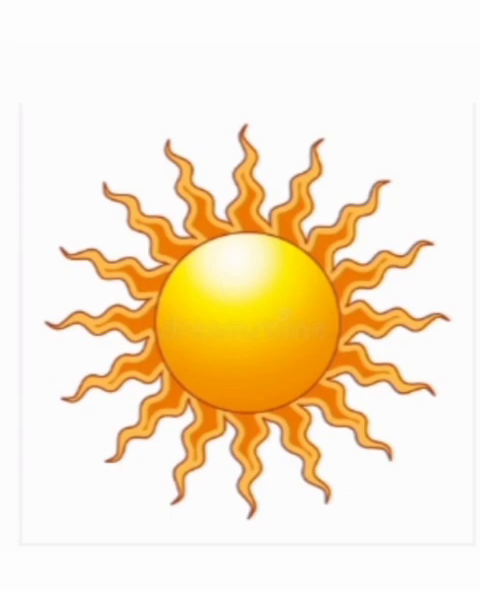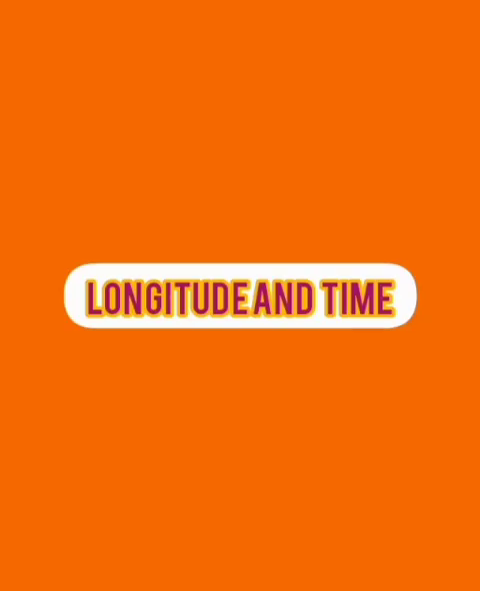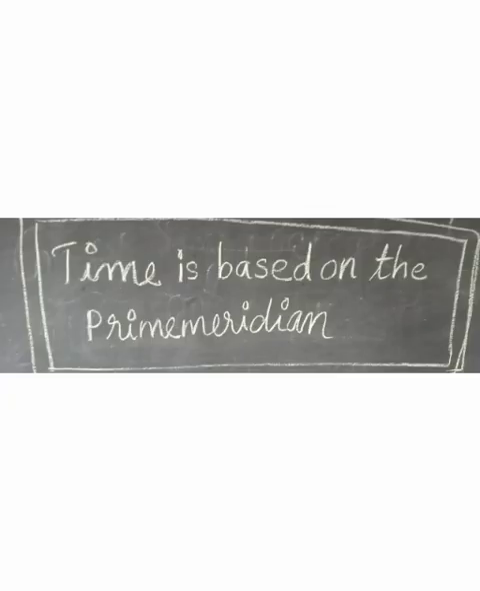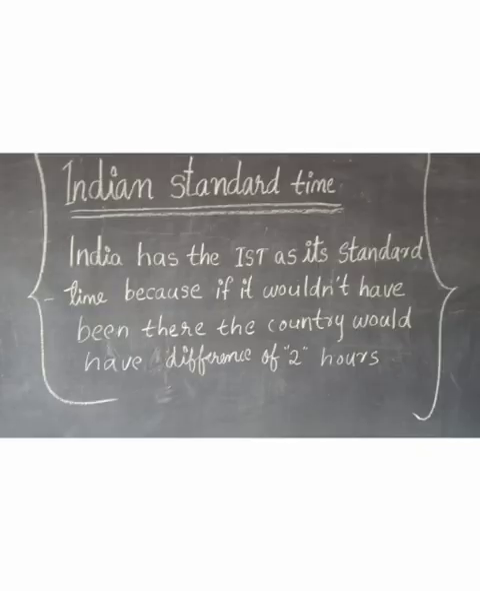Let us recap the section. In today's class, first we have learned longitude and time. So, you can understand time is calculated on the basis of the prime meridian. Next, Indian Standard Time. India has the IST as its standard time because if it wouldn't have been there, the country would have a difference of 2 hours. Hence, IST is an important meridian of longitude.